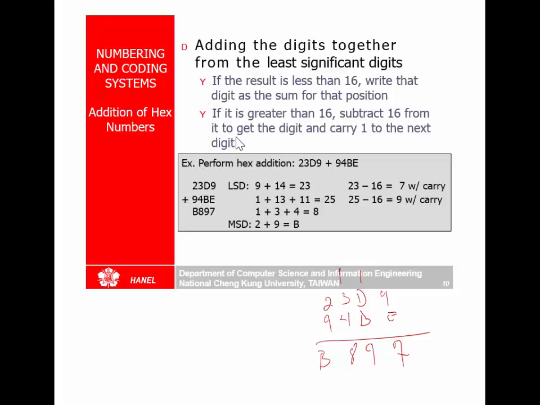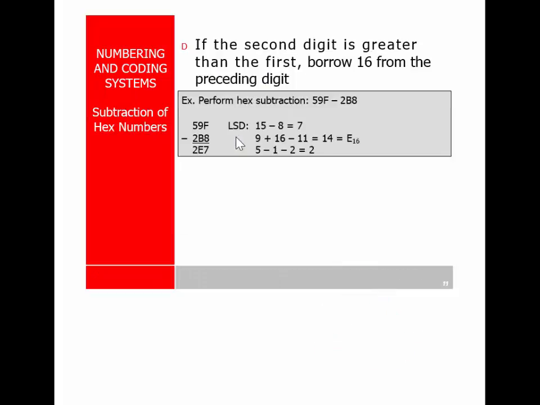If I want to borrow two numbers together from right here, and this is probably not a good one. Hopefully the next slide there. Yep, same thing here. If we're going to borrow here, 59F, and we're going to subtract from it 2B8 right there. 15 minus 8 is going to be 7. So that's valid, right? I cannot subtract 11 from 9, can I? I can't do that. So I have to add 16 to the 9. So that gives me 24, right? And then I subtract 11, that leaves me with 13.